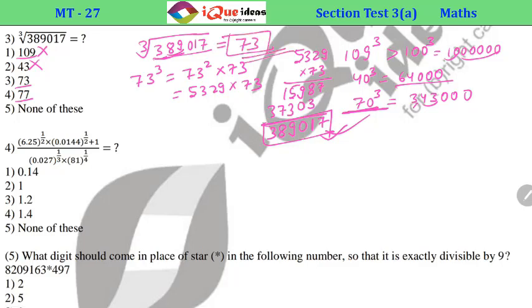So you could have checked the options, and see, there is no other good method for this question. This is what you have to go through. Now let's take up the next question, the fourth one.